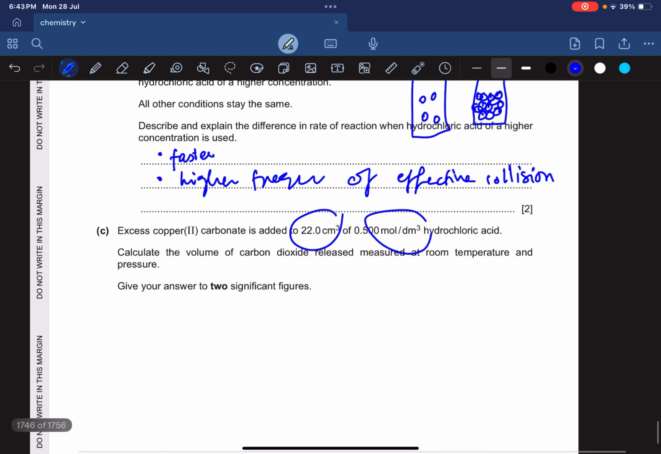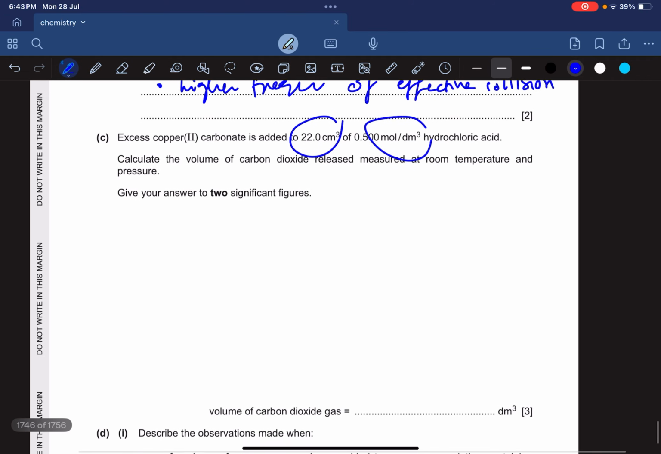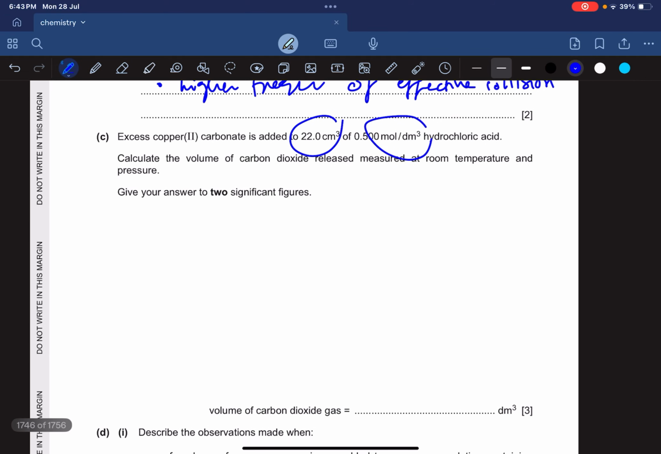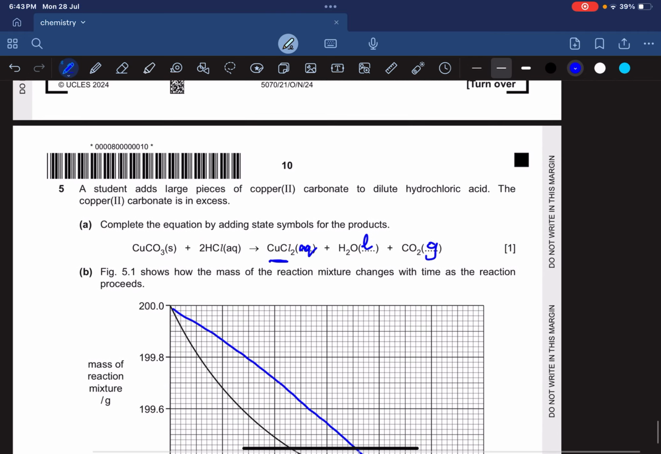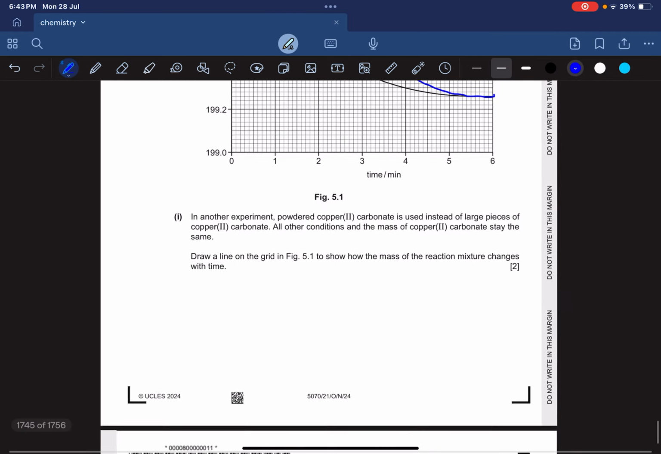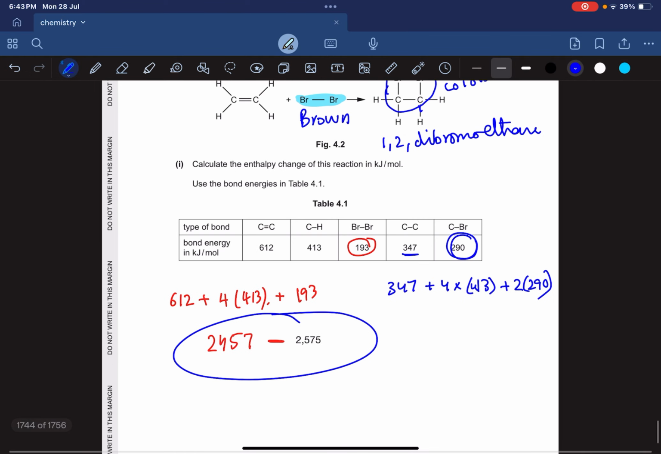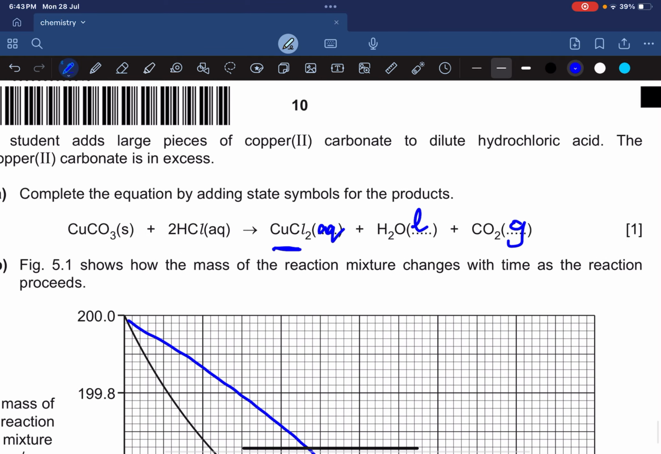Calculate the volume of carbon dioxide released, measured at RTP. Give the answer to two significant figures. The very important thing is the equation given in the question. In the equation we have the moles, and moles are the most important thing: 1 mole of this, 2 moles of this, 1 mole of this, 1 mole of this, and 1 mole of this.